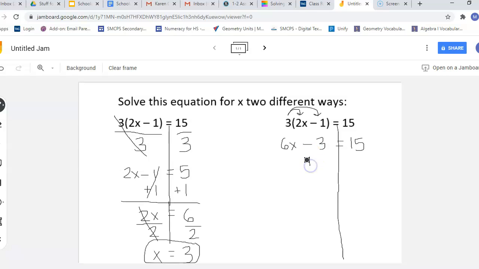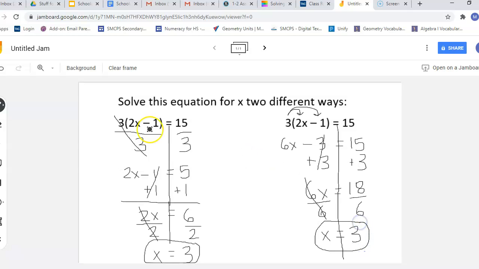I'm going to go ahead and add 3 to both sides to try to get rid of that minus 3. So plus 3 over here. These 3's are gone. So now we still have our 6x on the left side there, and then we have 15 plus 3, which is 18. Okay? We almost have x by itself. We just need to get rid of this 6, so I'm going to divide both sides by 6. These 6's cancel out, so we get x equals 3. And look, we got the same answer.